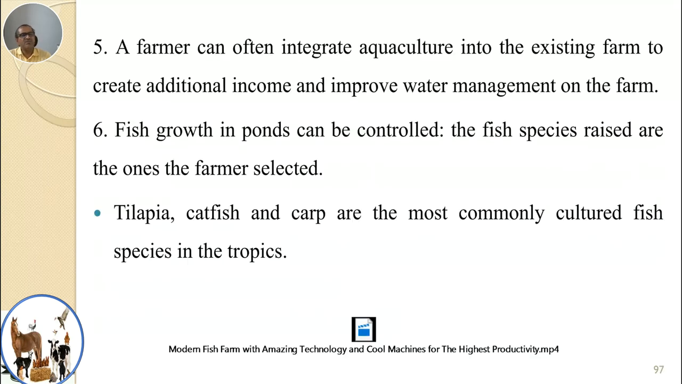Then the farmer can often integrate aquaculture into existing farming itself. That's called the integrated farm management system, to improve his income sources and improve water management in the farm. So the fish growth in ponds can be controlled. Selective breeding of the fish species raised can be done. For example, tilapia, catfish, and carp are the most commonly cultured fishes in tropical countries.